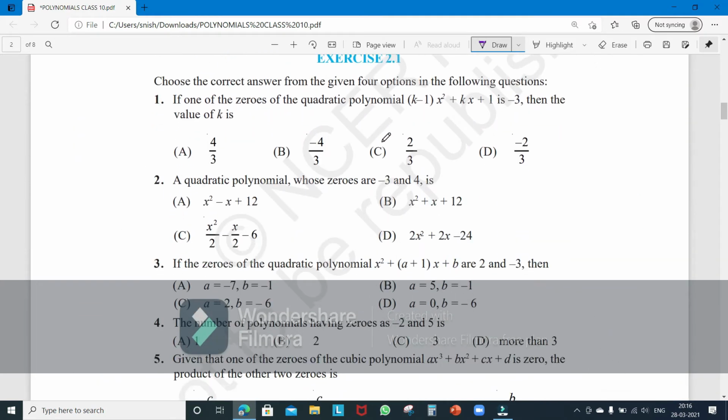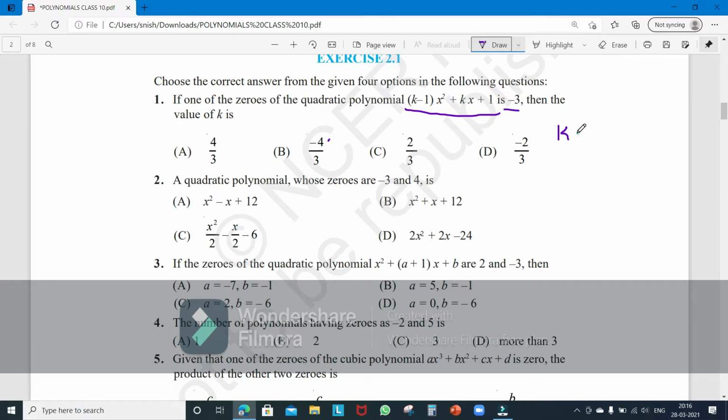Okay, exercise 2.1, first question. If one of the zeros of the quadratic polynomial, this one, is minus 3, then the value of k is. So if minus 3 is one of the zeros, it's basically one of the roots, then if we substitute minus 3 in place of x, we can equate it to 0 and find the value of k.